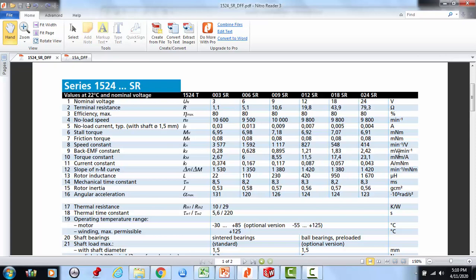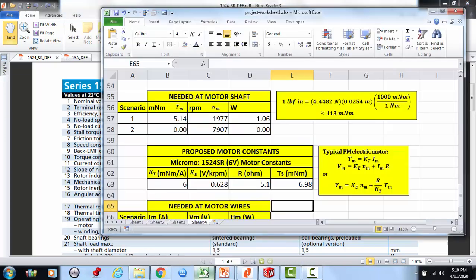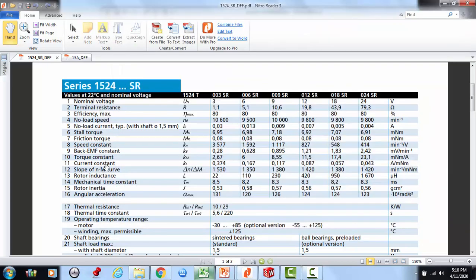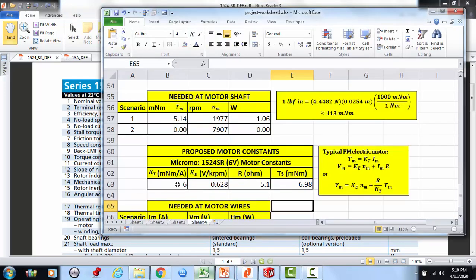So here it's showing millivolts per RPM. I've just changed it to volts per 1,000 RPMs. It's the same kind of thing, but 0.628. That's what I had here. Volts per 1,000 RPM is the same as millivolts per RPM. So we have that. And then the torque constant is 6 millinewton meters per amp. So those are the critically important values that you need.